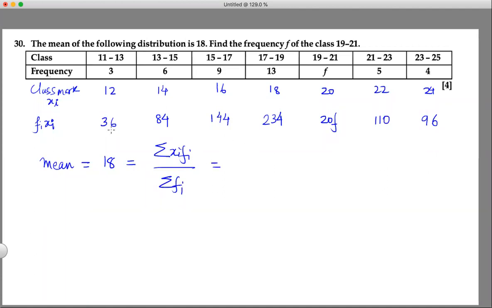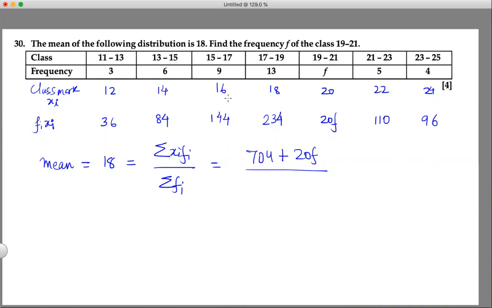Now let's just add these up. 120, 200 and 104 plus 20. 704? Yes, 704. Plus 20f, and then let's add up the frequencies.